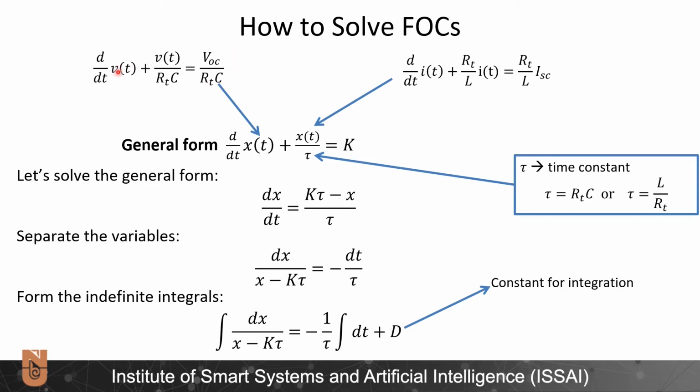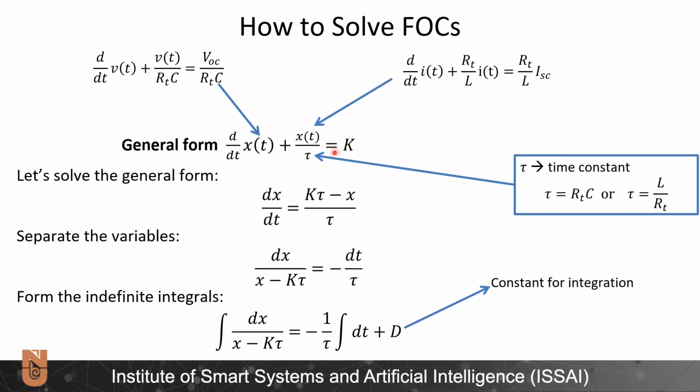Here is my differential equation for the first order capacitor circuit, and here is my equation for the first order inductor circuit. And as you can see, they both have the same form: dx over dt plus x over tau is equal to the constant k. Let's try to solve this equation.